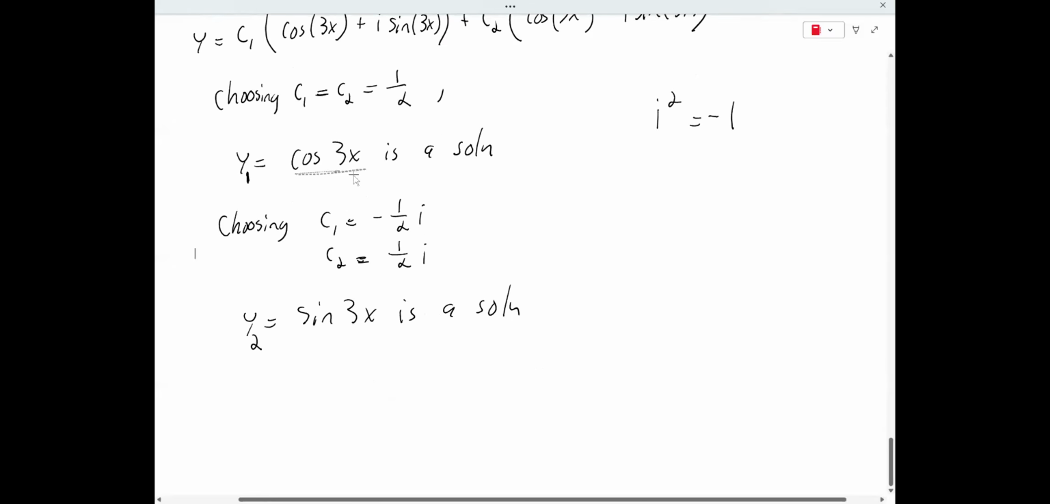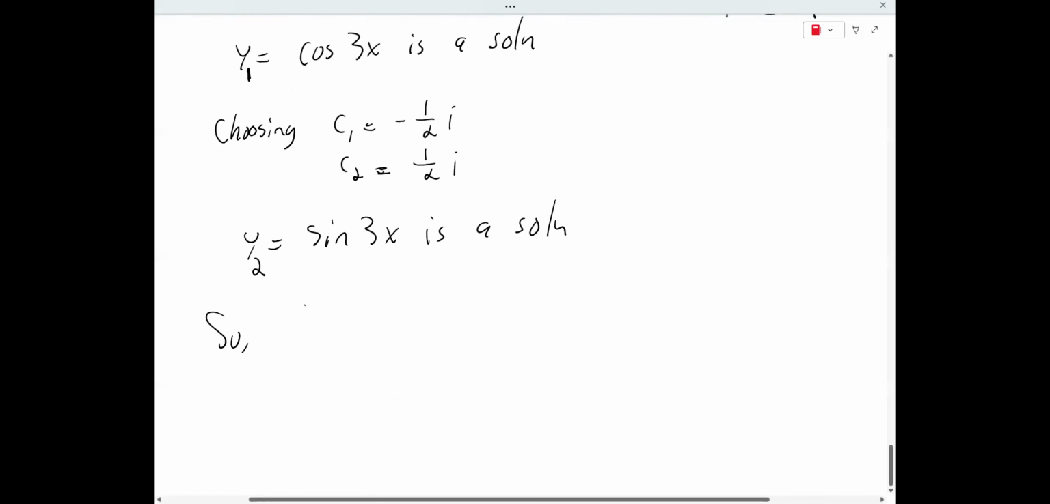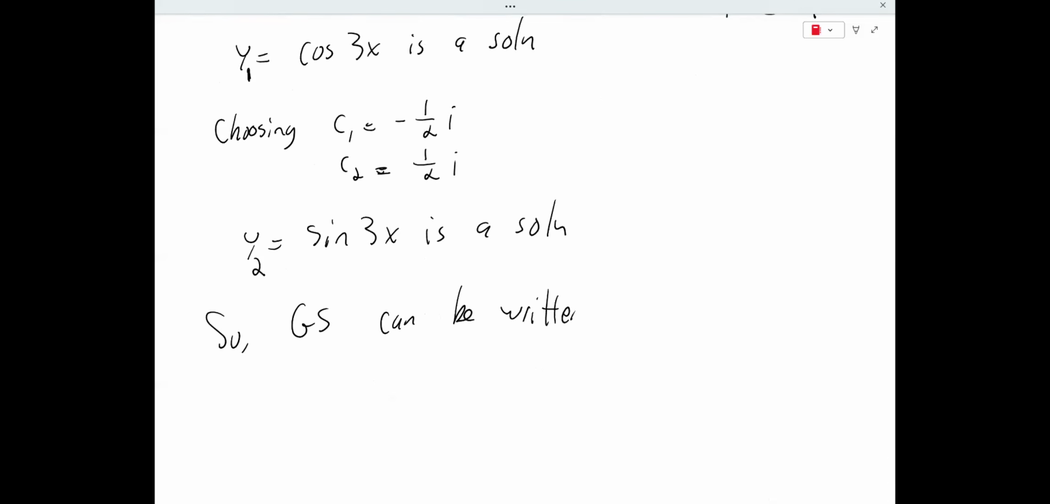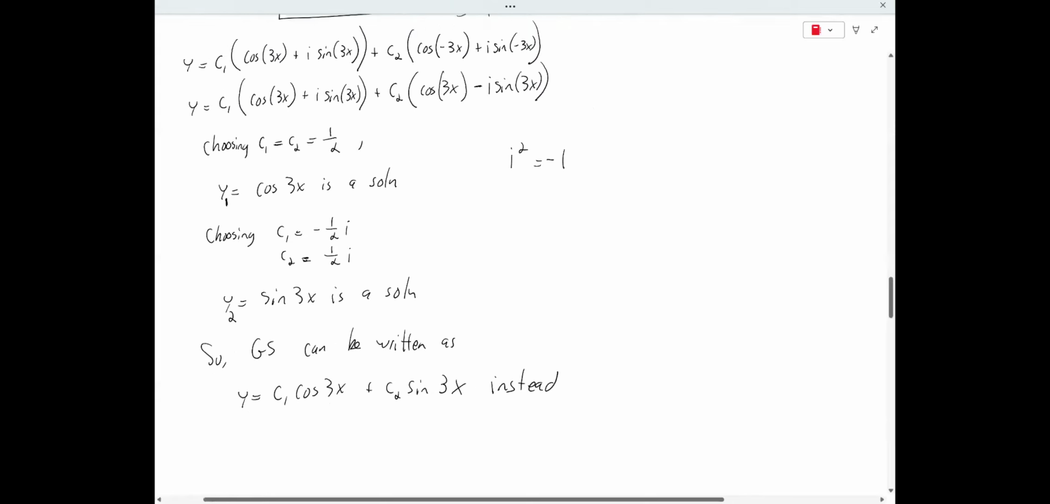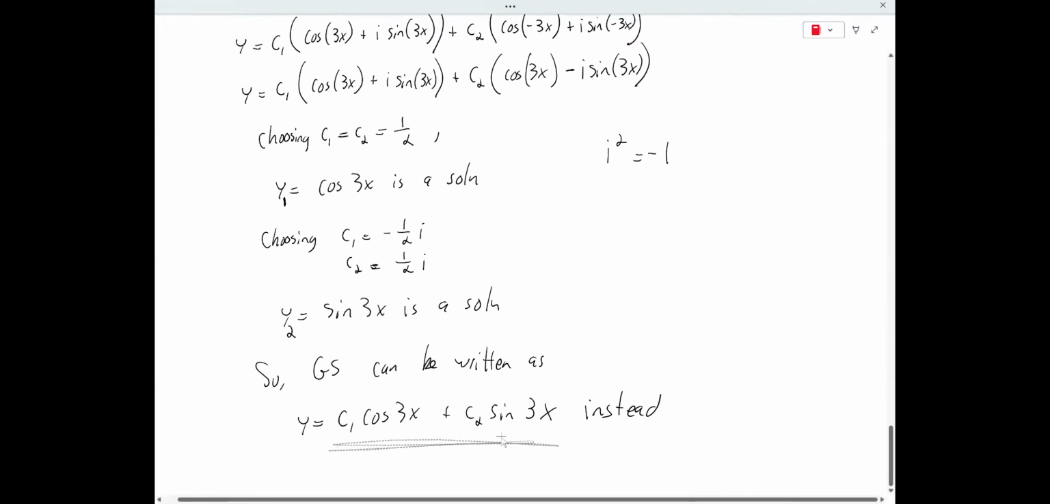Now, once I have two solutions that are different, I can rewrite the general solution. The general solution can be written as y equals C1 cosine 3x plus C2 sine 3x. You can write it like this instead. So instead of the messy thing up here with the complex numbers, you could write the general solution like this.